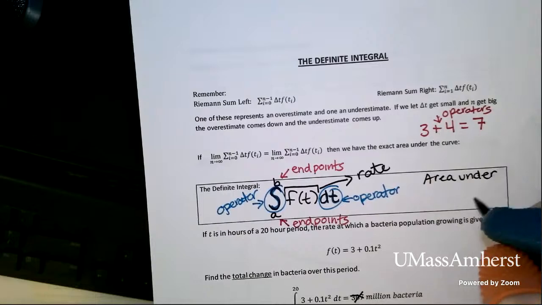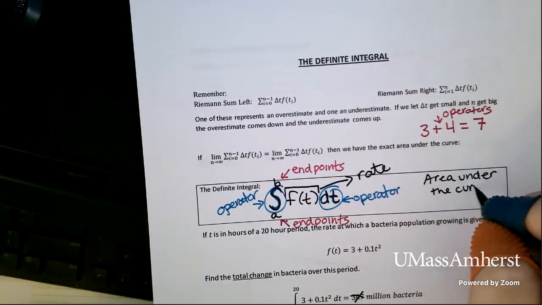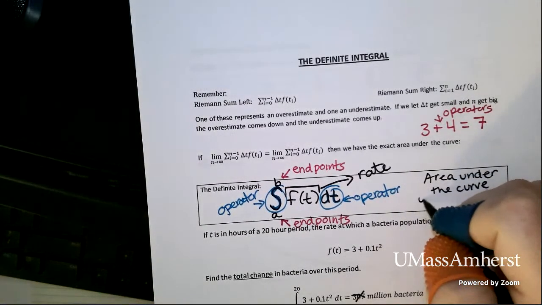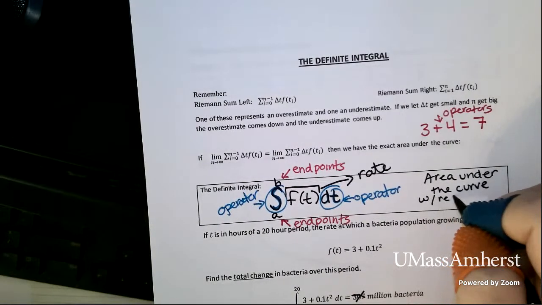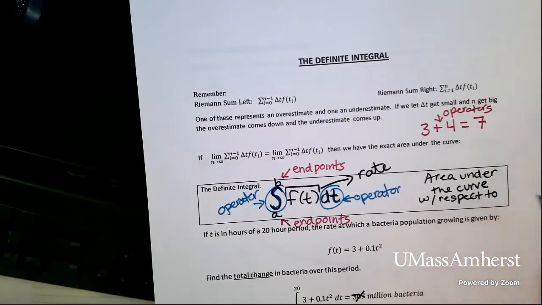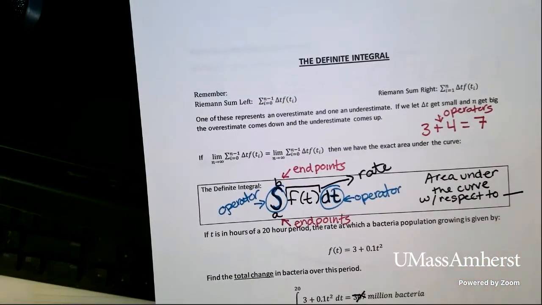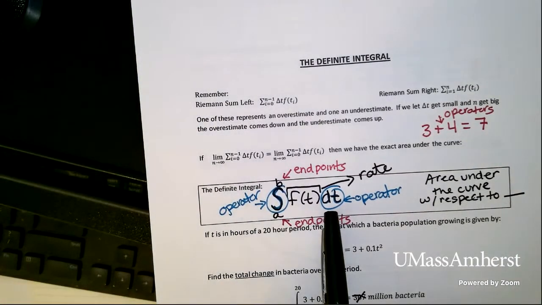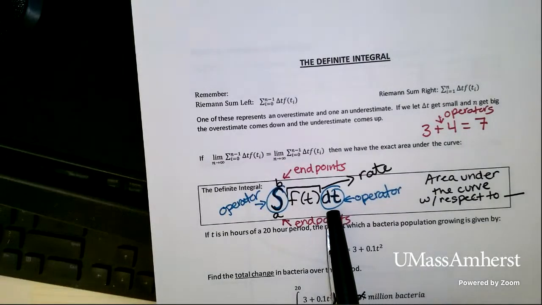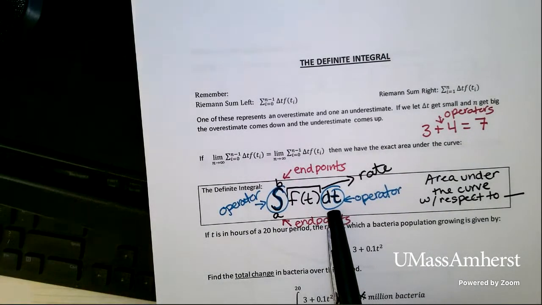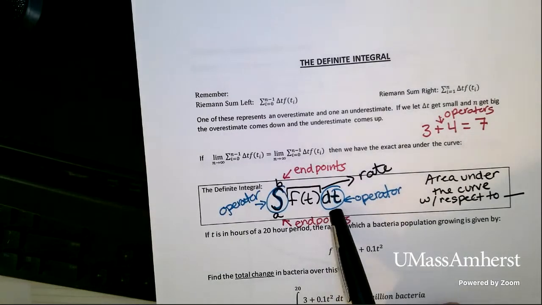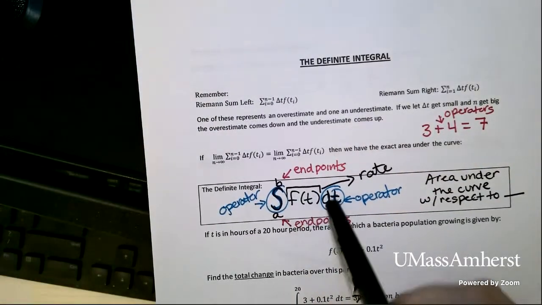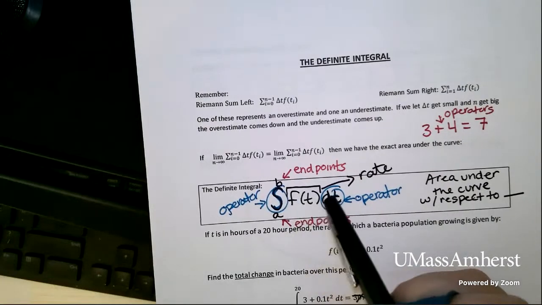Right? That's what we've been trying to approximate. But now we're finding it exactly. So we're finding the area under the curve. And then we use the terminology with respect to, and then I'm going to put a line here. So the dt is an operator that tells us what variable we are looking at. Now, this is going to seem a little silly because we are always going to be using a single variable. So when we have a function in terms of t, this is dt. If we have a function in terms of x, this is dx. If we have a function in terms of q, this is dq.